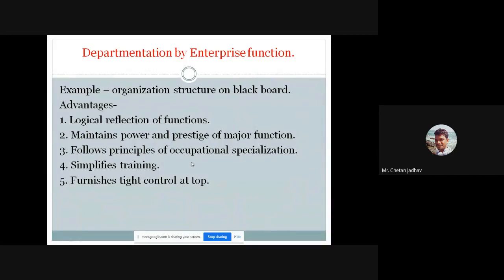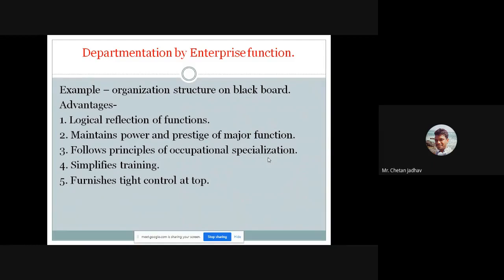Follows principles of occupational specialization. And a very important thing, after departmentation it will be easy for me as the owner of the organization or top level manager to assign people with that particular specialization to each and every department.